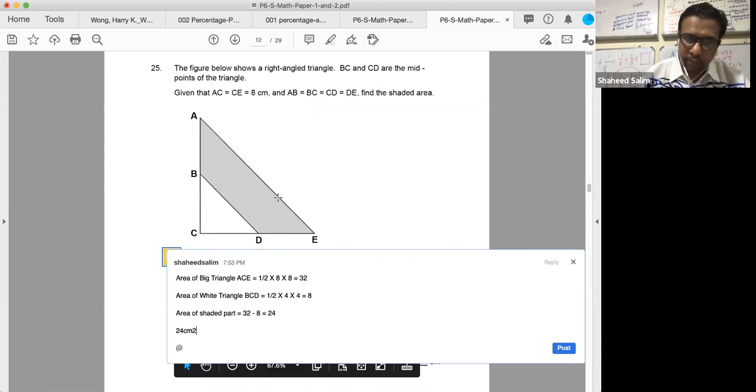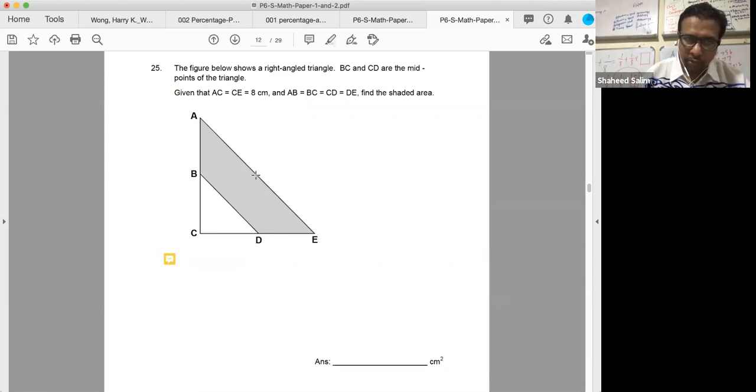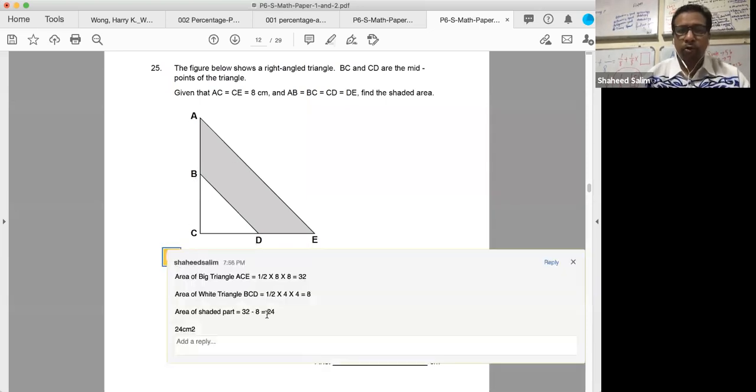One for the shaded part. One, two, and then the third one is here. So I can also find the small triangle, which is 8 times 3. 8 times 3, 24. I can get the same answer. So there's a few ways.